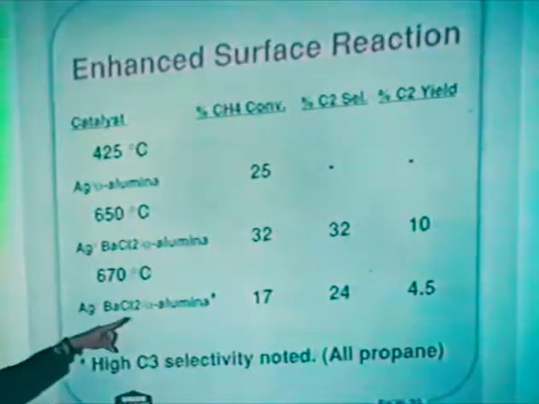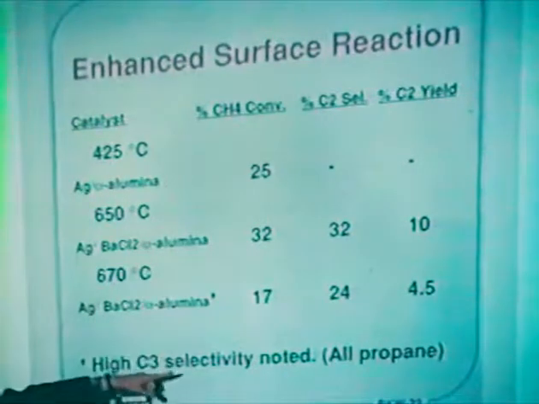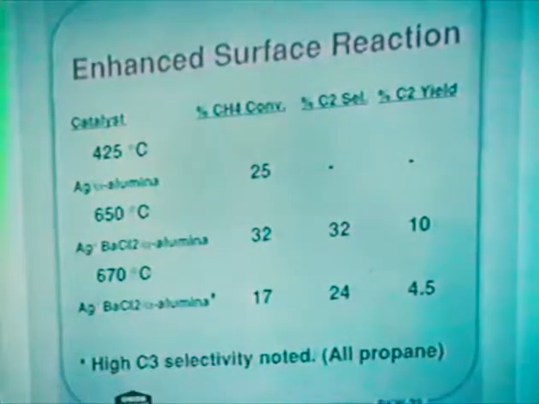This is a different catalyst with a smaller amount of silver and prepared by a different mechanism. But in this case, we have extremely high C3 amounts, comparable to the amounts of C2s. They're all propane.